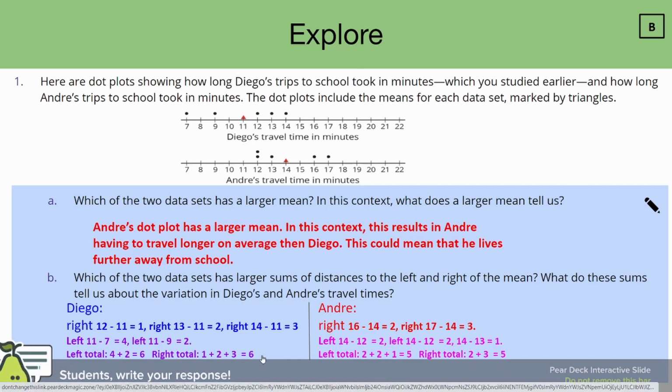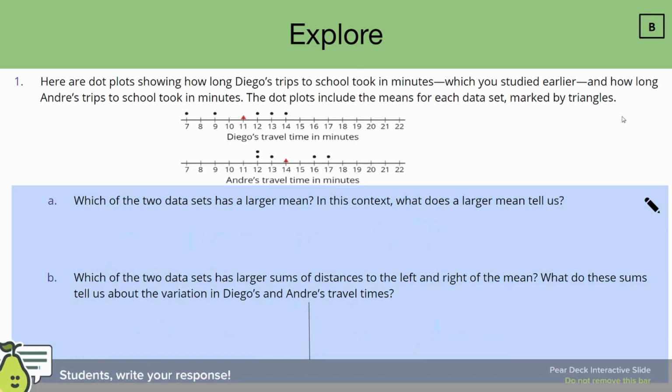All right, so with that said, let's read part B and figure out how to answer it. Part B says, which of the 2 data sets has larger sums of distances to the left and the right of the mean? What do these sums tell us about the variation in Diego's and Andre's travel times? So please pause this video and let me know. Now that we've completed all this work, what do you think?